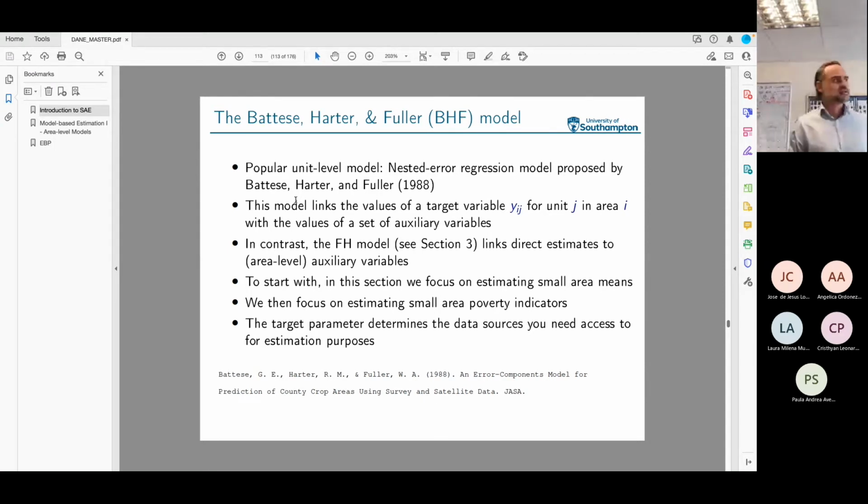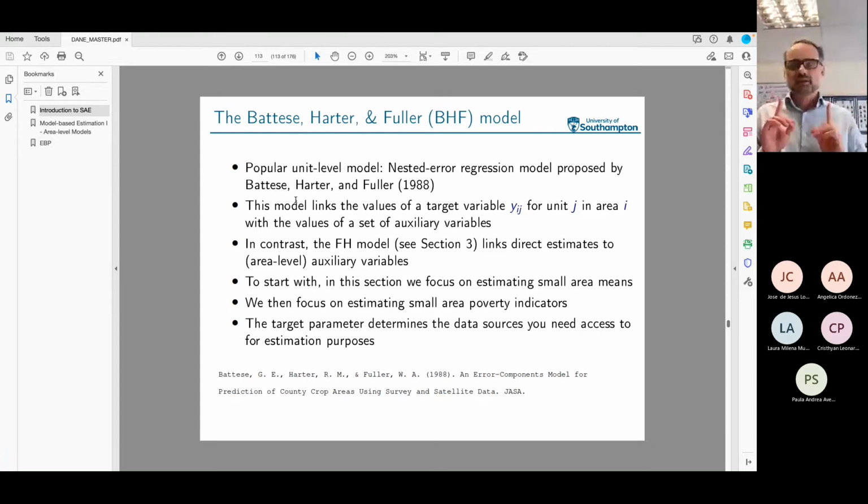As in the case of area-level models, in the case of unit-level models, the most popular unit-level model is what is called the nested error regression model. This was proposed by Battese, Harter, and Fuller in 1988. I'm giving you the reference. That's a seminal paper, published in the Journal of the American Statistical Association.